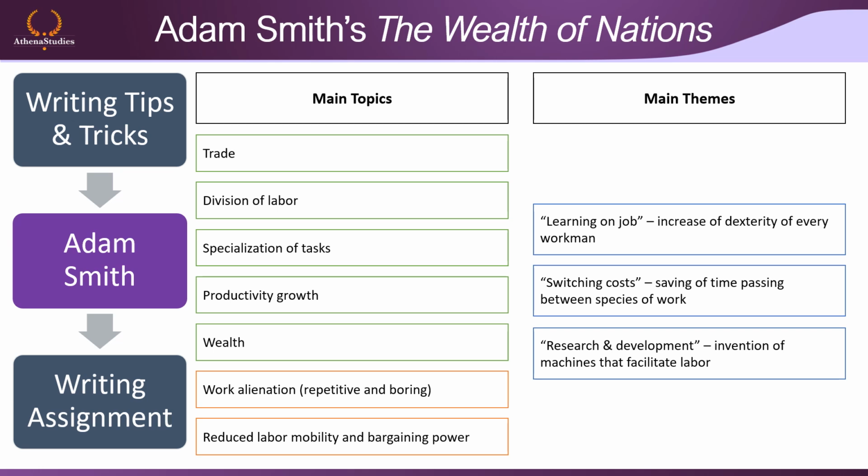And finally, of course, research and development. The invention of machines facilitated labor, because at first, since there was this specialization of tasks, this led to the invention of machines, and then every machine could basically do something that was very niche, and that's what led to the facilitation of labor.